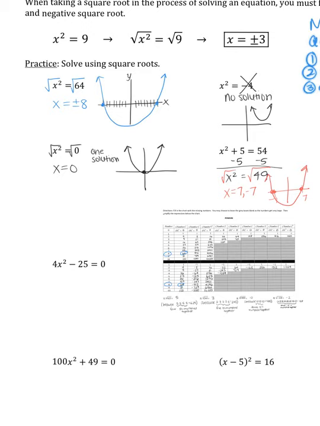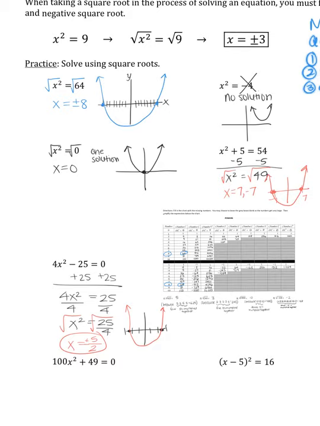Looking at this next example, I would add 25 to both sides. I would get 4x squared equals 25. Divide both sides by 4. X squared would equal 25 over 4. Taking the square root of both sides, x would equal the square root of 25, which is 5, over the square root of 4, which is 2, plus or minus 5/2. Making our parabola have zeros at -5/2 and +5/2.